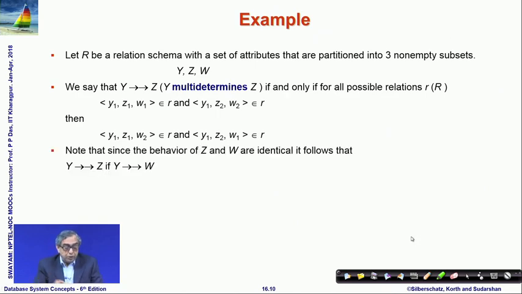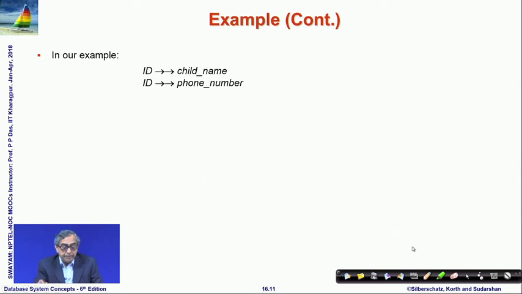And so, if you read it in a different way, you can observe that since the behavior of z and w are identical, they are switchable. So, if y multi-determines z, then you have y multi-determining w and vice versa. So, this is a core observation in terms of multi-valued dependencies.